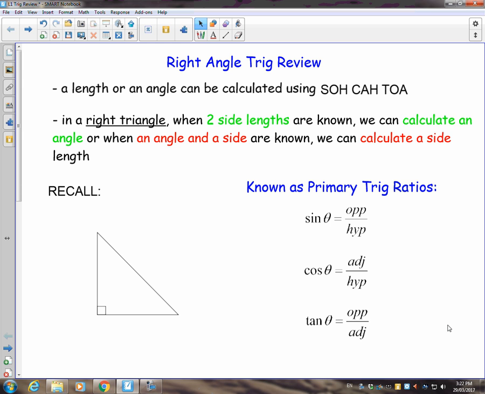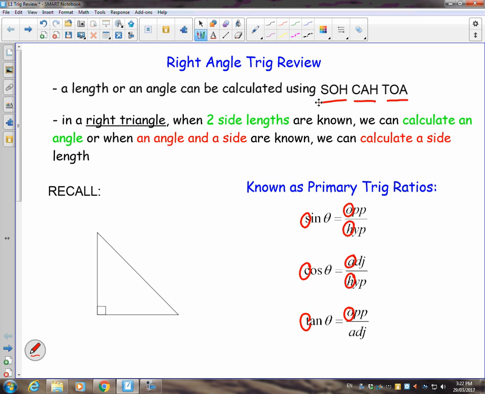So right angle trig is a length or an angle that you calculate using good old SOHCAHTOA from grade 10. SOHCAHTOA is an acronym to help us remember the formulas for trig. SOH, standing for sine, is opposite over hypotenuse. CAH, standing for cos, is adjacent over hypotenuse, and TOA, tan, is opposite over adjacent. So SOHCAHTOA is only used for a right angle triangle.